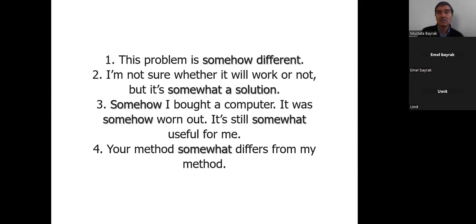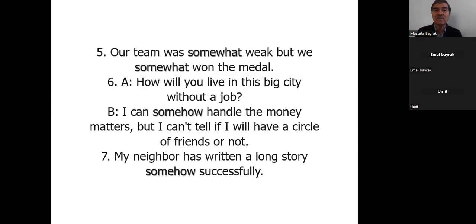Somehow comes at the beginning of a sentence. Somehow I bought a computer. It was somewhat worn out. It is still somewhat useful for me. Your method somewhat differs from my method. Our team was somewhat weak, but we somewhat won the medal. How will you live in this big city without a job? I can somewhat handle the money matters, but I can't tell if I will have a circle of friends or not.